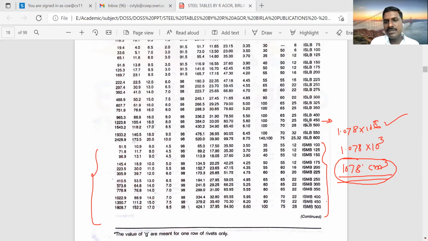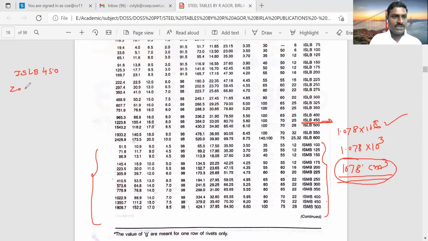So we can use this also. So this section we will use, ISLB. Write down the properties. So the section is ISLB 450. Write down, section is ISLB 450.